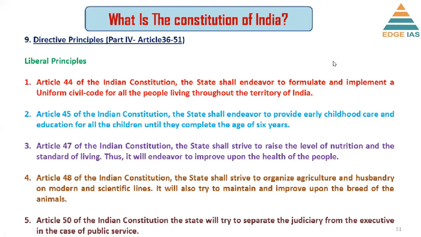So the liberal principles, for example, जो liberalism, liberal values की बात कर रहे होंगे. For example, Uniform Civil Code, Article 44. The state shall endeavor to formulate and bring uniform civil code for all the people who are living throughout the territory of India. Now this is a DPSP. ठीक है? ये कोशिश है state की to bring such a law. All right.